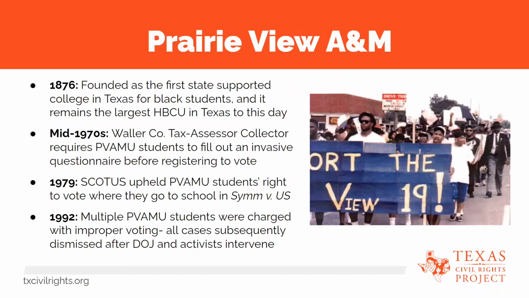To set the scene, the city of Prairie View, where Prairie View A&M is located, is approximately 82% Black. Prairie View A&M itself has about 9,300 students, 85% of whom are Black. But Waller County as a whole has a Black population of only 21%. So this legacy of voter suppression is very much rooted in the racism of the Jim Crow era. In 1876, Prairie View A&M was founded as the first state-supported college in Texas for Black students. And as I mentioned earlier, it remains the largest HBCU in Texas to this day.